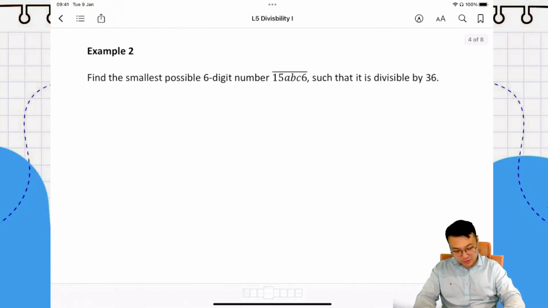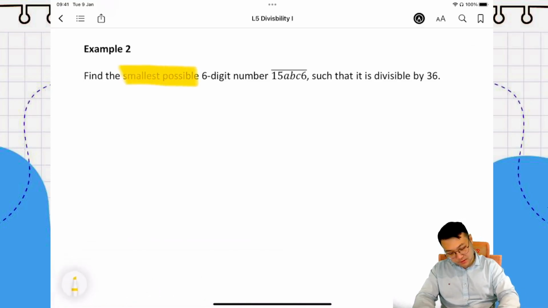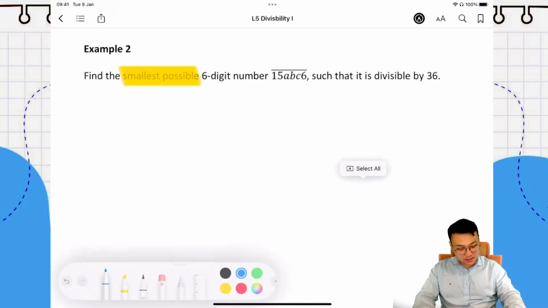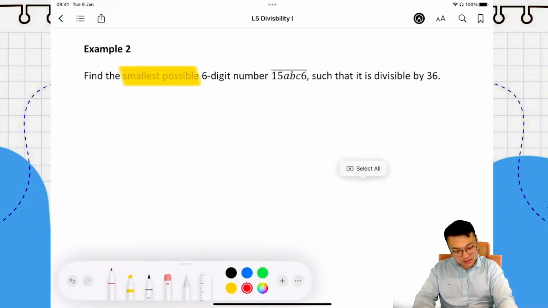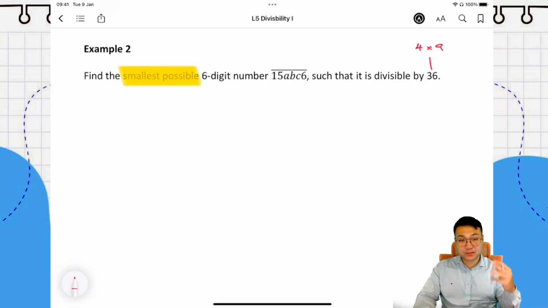Example number 2. Find the smallest possible. Okay, so just highlight this, smallest possible. Find the smallest possible 6-digit number such that it is divisible by 36. Students, when you see 36, you know that it is 4 times 9. So if you want a number to be divisible by 36, then you need to make sure it is divisible by 4 and also divisible by 9.